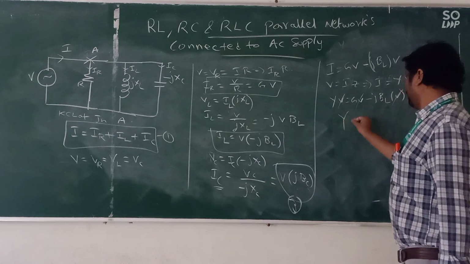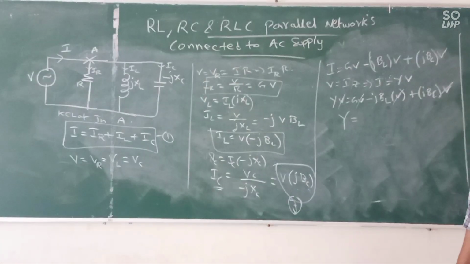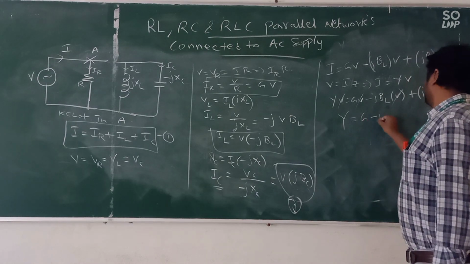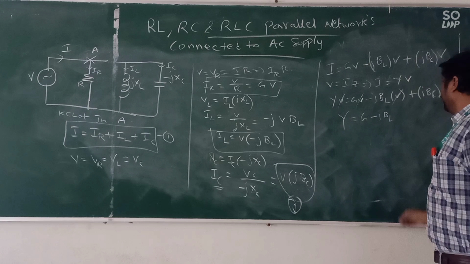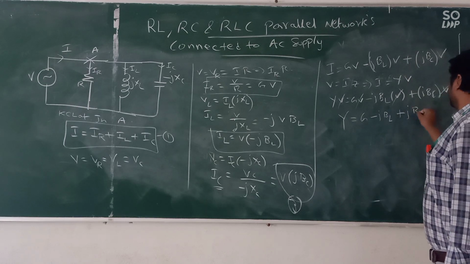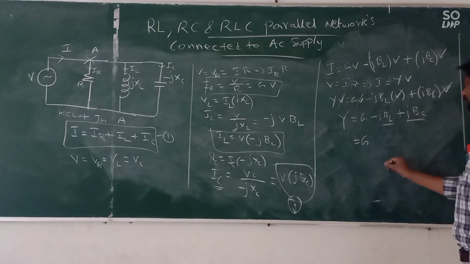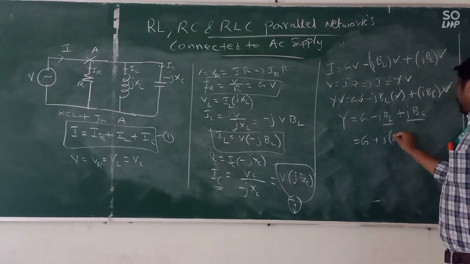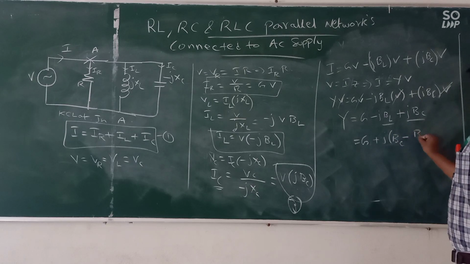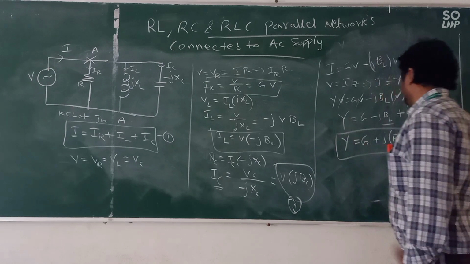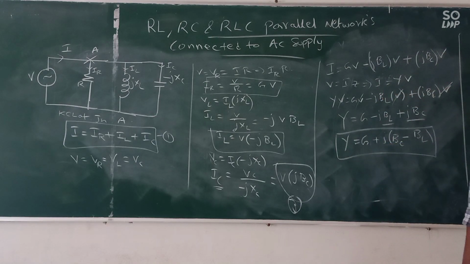So the formula for admittance of an RLC parallel network connected to an AC supply: admittance Y is equal to G minus J BL plus J BC. Or I can write it with J taken common from these two terms, so it is plus J into BC minus BL. This is the admittance equation: Y is equal to G plus J into BC minus BL.